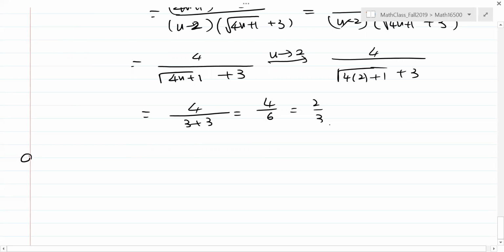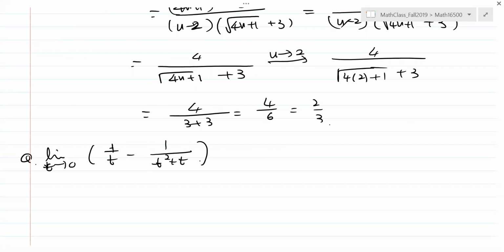Right, so now you have a brand new problem. The limit as t approaches 0 of 1 over t minus 1 over t squared plus t. Wow. Again, I'm going to give you 1 minute to think about possible ideas. Yeah. How do you simplify?